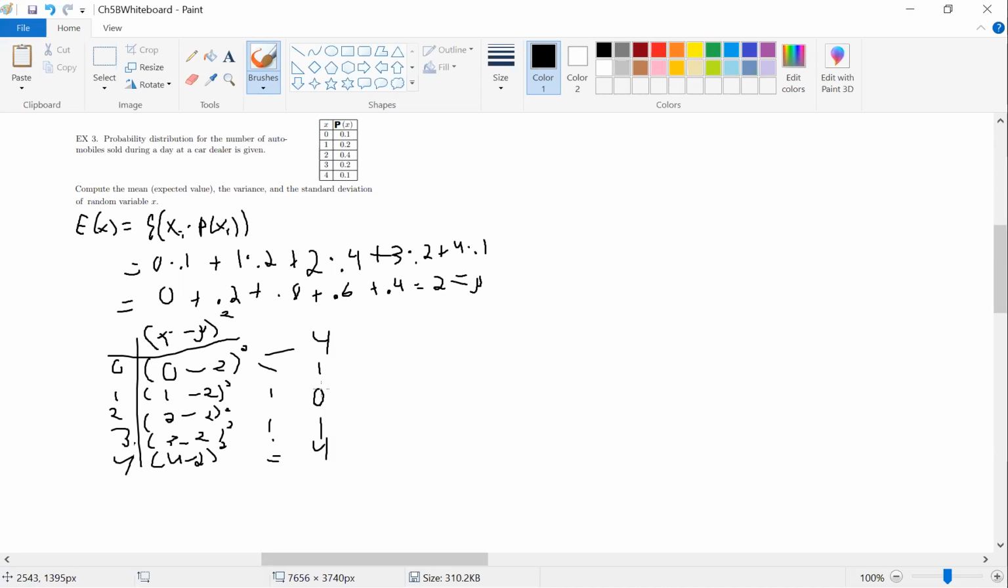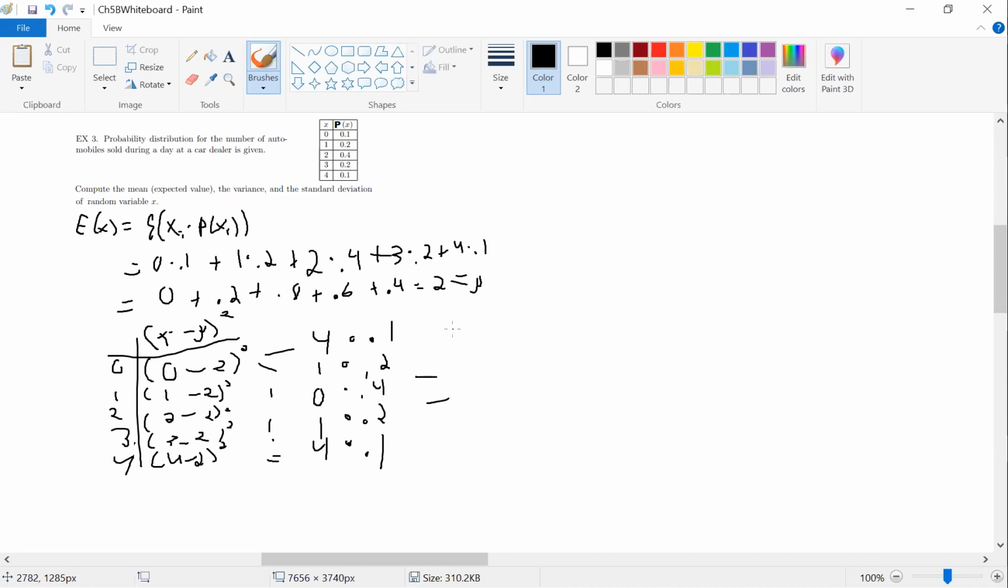This is where we change things. We don't add them all up now. We now multiply them by their probabilities. In this case, the probability associated with getting 0 is 0.1. Likewise, 0.1 is also the probability associated with getting 4. 0.2 is our probability associated with getting 1, so we're going to multiply our 1 by 0.2. And likewise, 0.2 is also our probability associated with getting 3. So this is our 3 that we multiply by 0.2. Note, when I say 3, I mean this 3, not the 1, the 3. And finally, the probability of getting 2 is 0.4. So we multiply by 0.4.